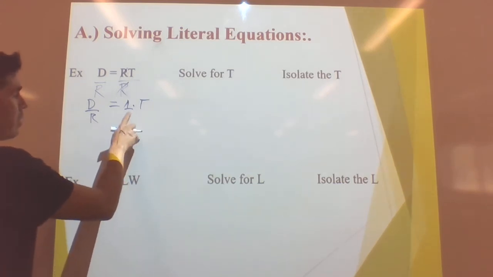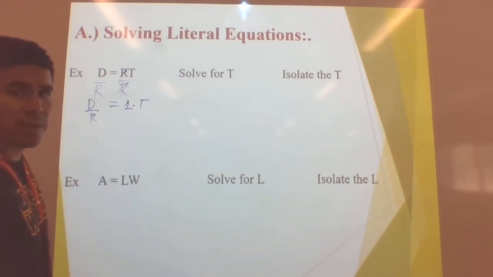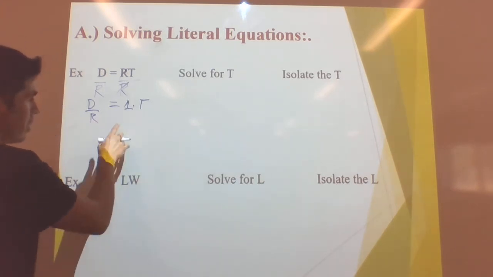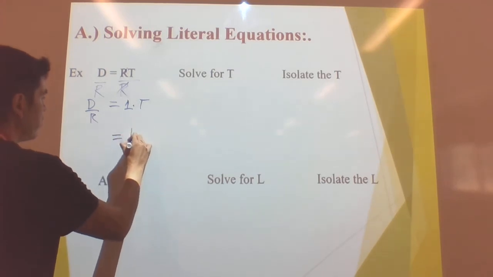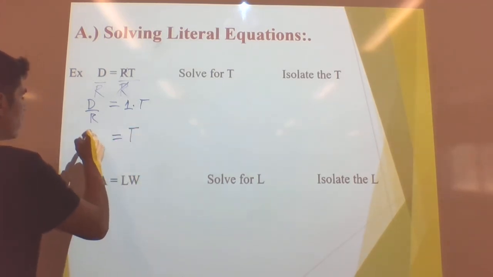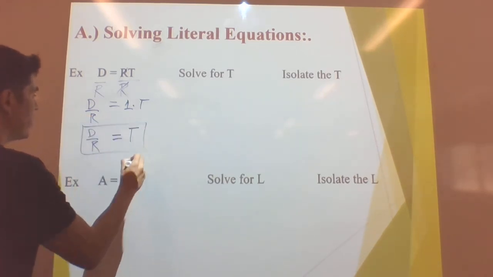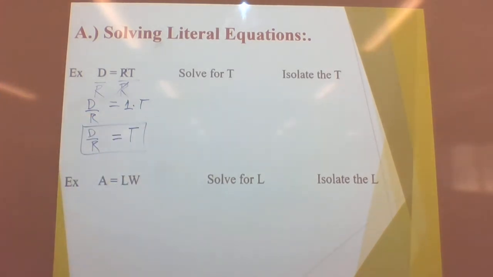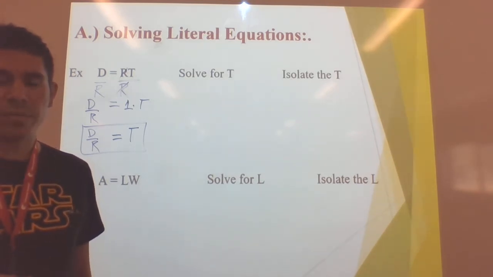Okay? But again, 1 times anything is just whatever that number is. In this case, it's a variable, so 1 times t is just t. So the answer would be t equals d divided by r. So that's the answer. Okay. Now again, if you're wondering how we got there, what were the steps? Please feel free to rewind.